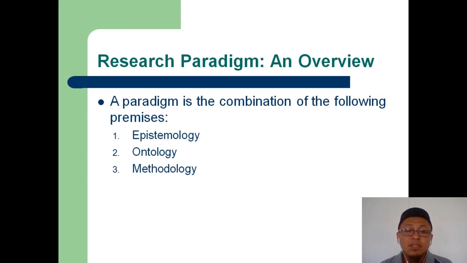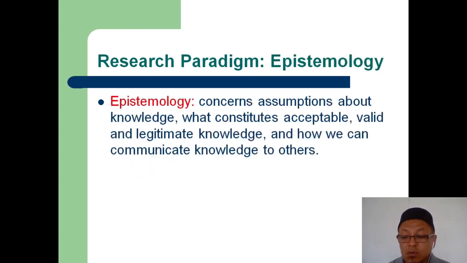Now, a research paradigm will have a combination of the following premises. Okay, number one is epistemology, number two, ontology, and number three, methodology. Okay, what is meant by epistemology? Epistemology is concerned with what constitutes valid, acceptable, or legitimate knowledge.